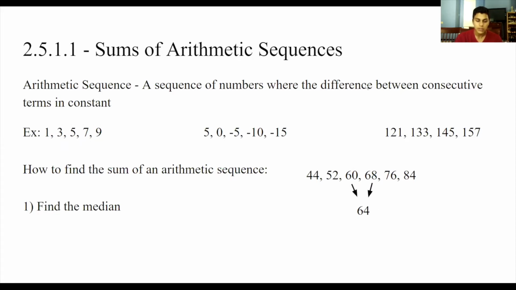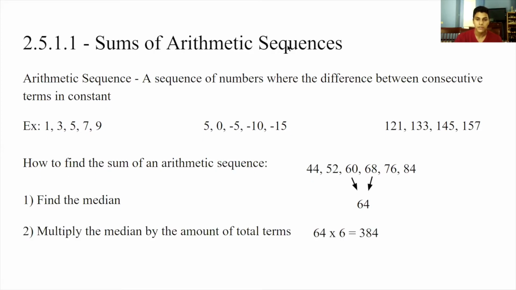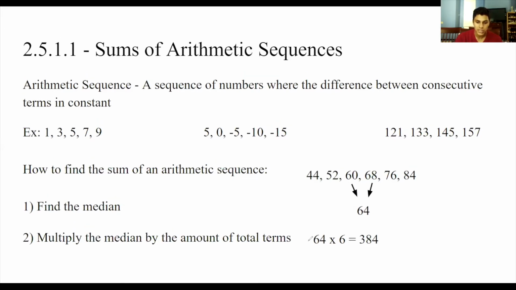All right, so now what you do with the median is you multiply it by the total amount of terms in this sequence. So in this sequence, I have 6 terms. So I multiply my median, which is 64, by 6, and that's going to give me the sum of all the terms in the sequence, which is 384. So your steps are to find the median of the sequence and multiply by the total amount of terms.